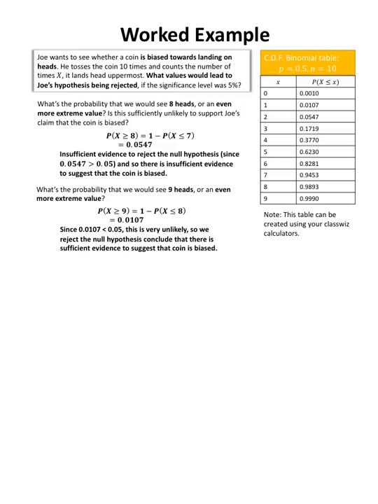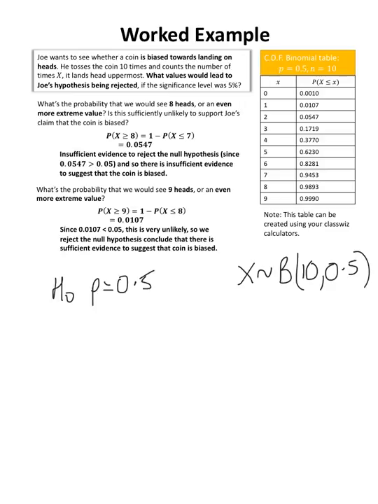When we read the question, we know we've got a random variable x modelled on a binomial distribution. We tossed a coin 10 times, and the probability of success is 0.5. So our null hypothesis would be that p is equal to 0.5, and our alternative hypothesis is going to say that if it's biased towards heads, p is going to be greater than 0.5.